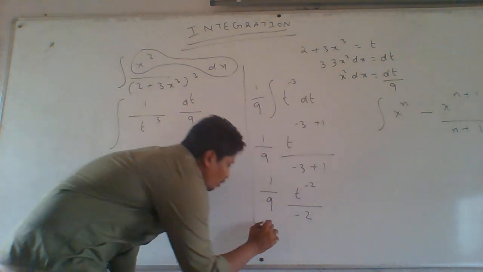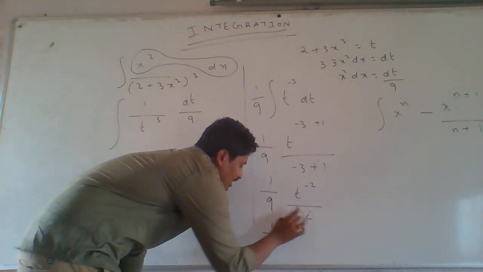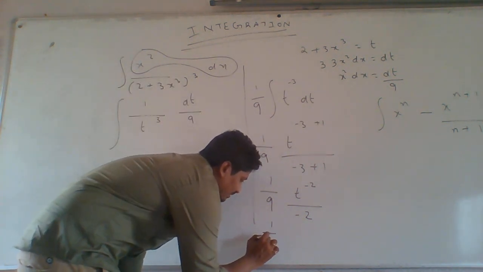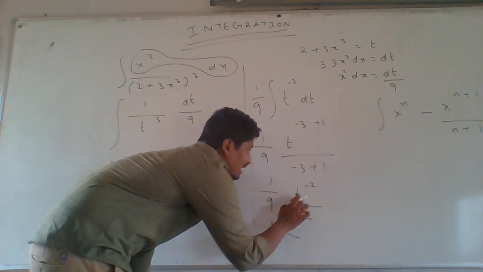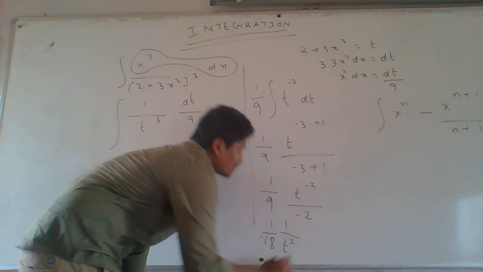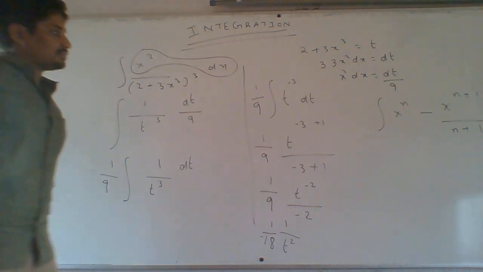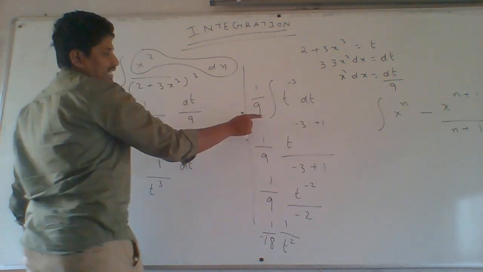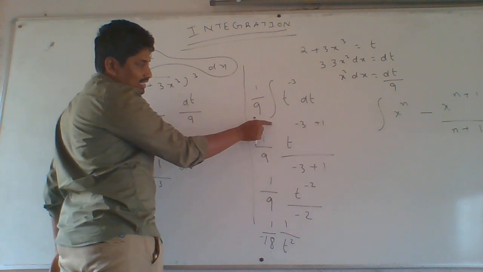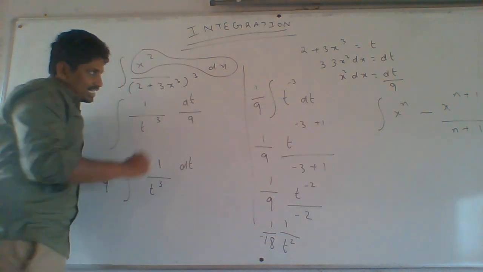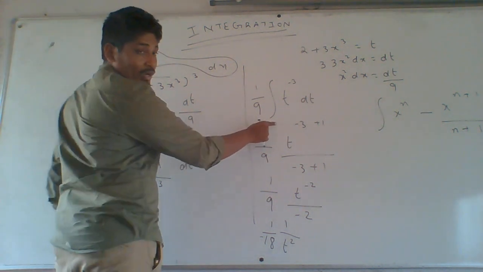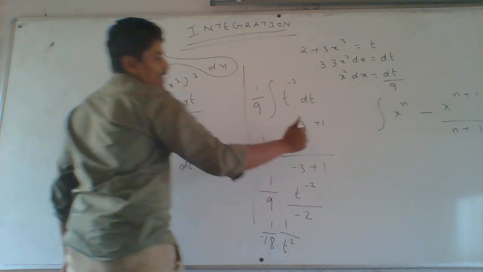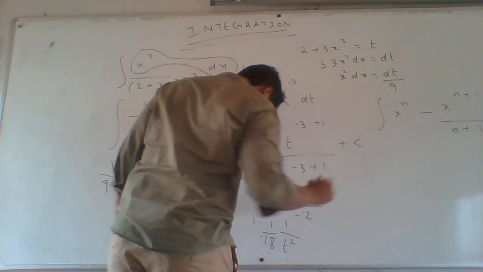See here, 1 by 9 into minus 2 is minus 18, and t power minus 2 is 1 by t square. See here, we applied the integration. Up to this step, we did the steps related to substitution. Here only we applied the integration. Then we have to put c here.